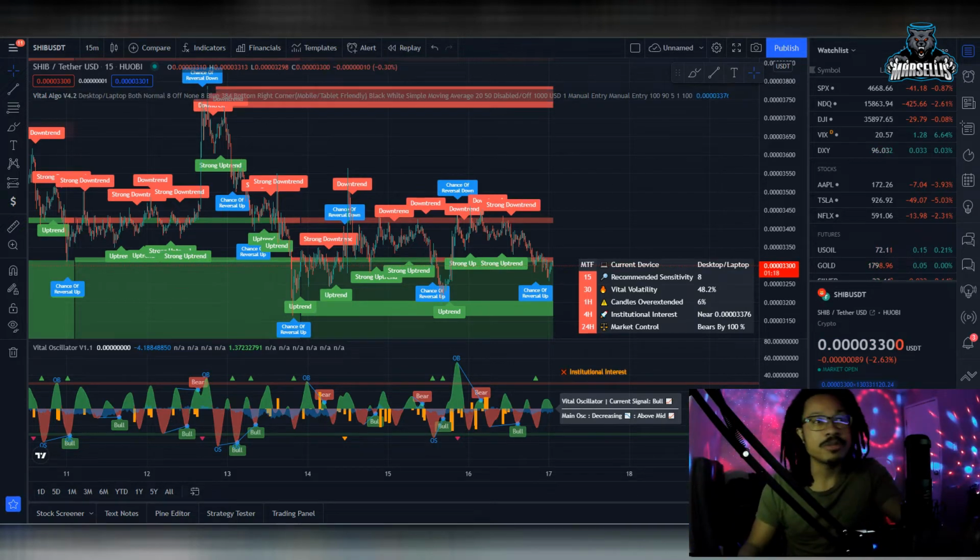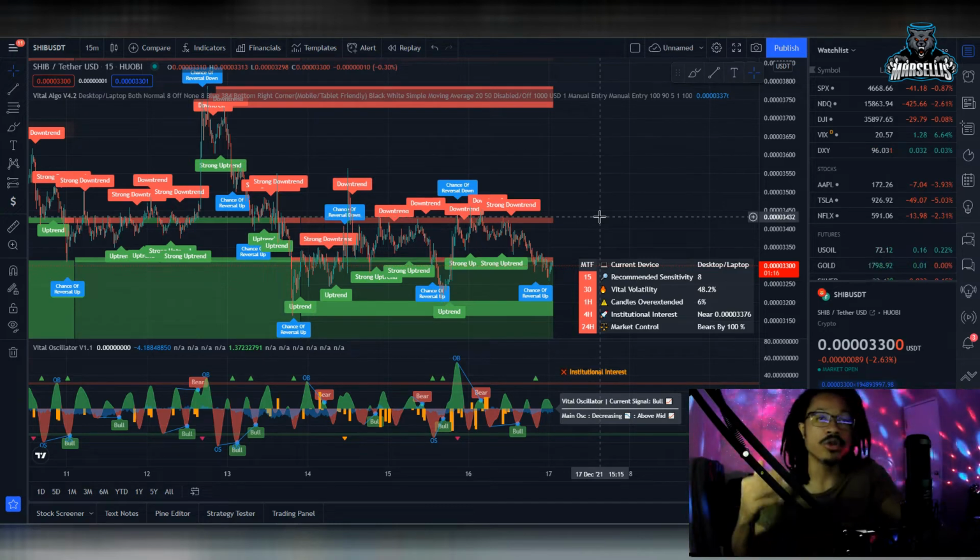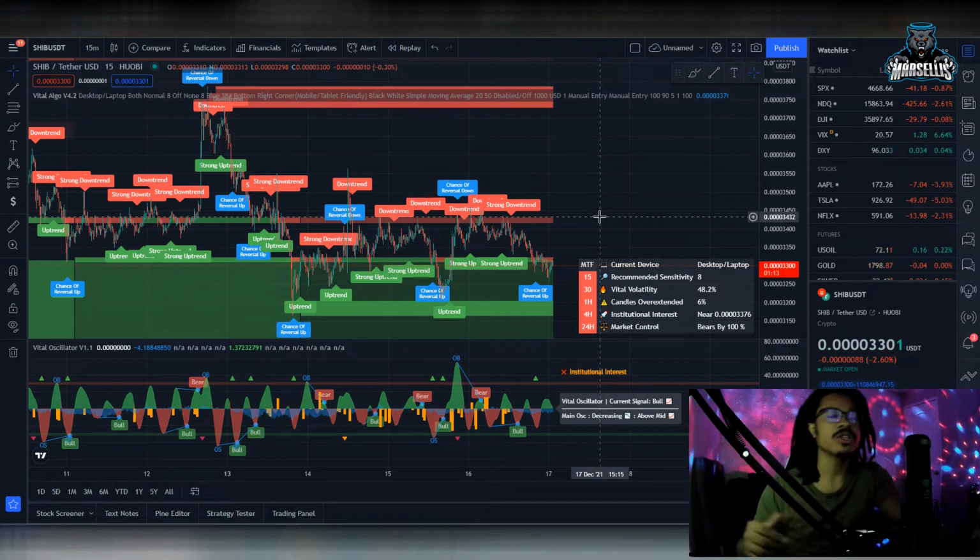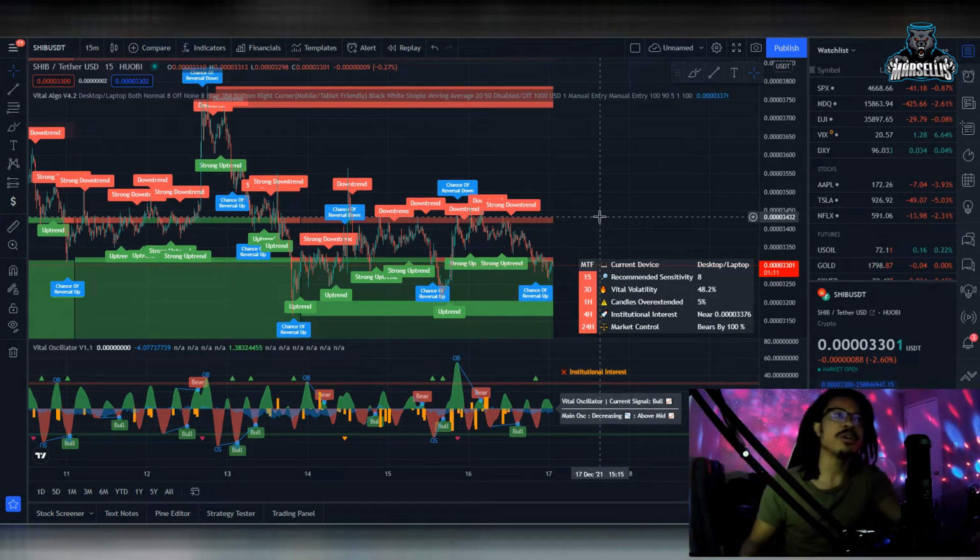Now, first thing I want to talk about with Shiba Inu here, the 24-hour market control is actually in control by the bears by 100%. So it does show that it's 100% bearish, but I do want to speak about a few things.